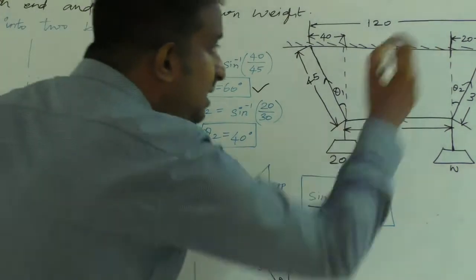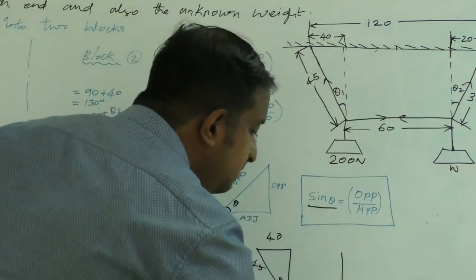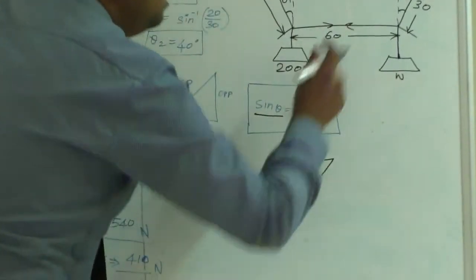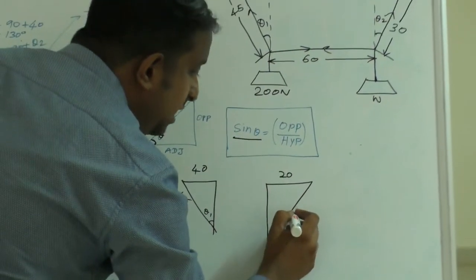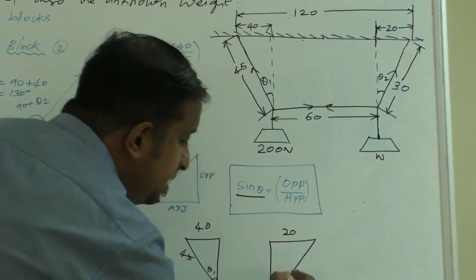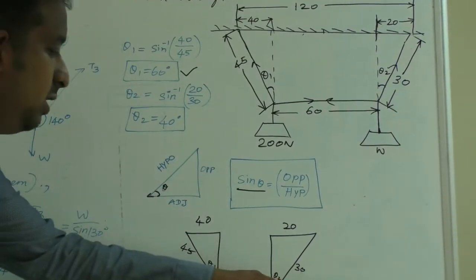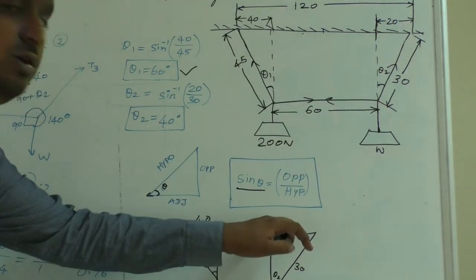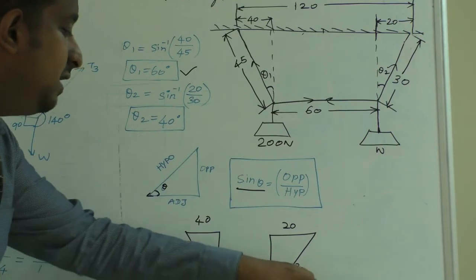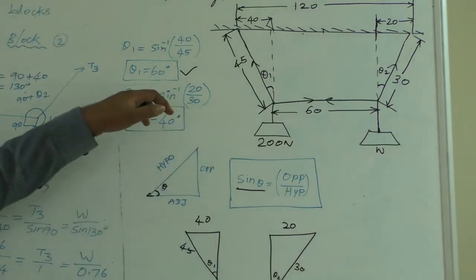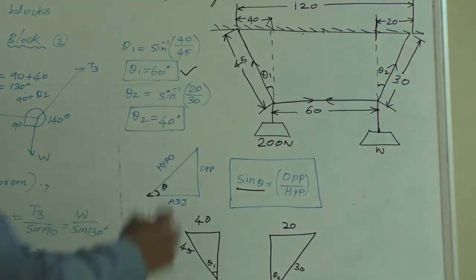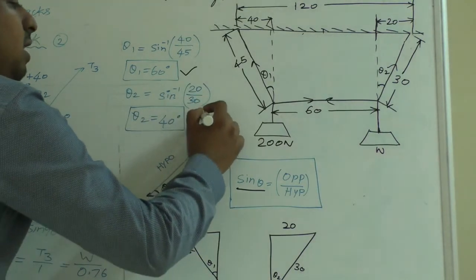After that, comparing the second block, this will be the angle. This value is 20 and this value is 30. The angle is placed here. The side opposite to theta 2 is 20 mm and the hypotenuse is 30. So theta 2 equals sine inverse of 20 divided by 30, which is nothing but 40 degrees.